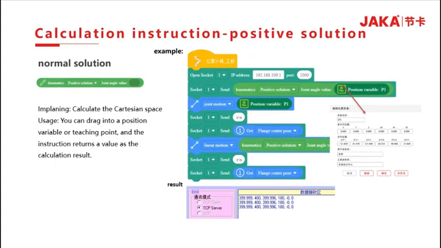The meaning of the kinematic positive solution instruction is to calculate the position of the Cartesian space where the input joint angle is located. In the position variable P1 manually input the joint angle coordinates. The socket sends the result of the positive solution. Before the joint is moved to the position of P1, the socket sends the coordinate of the center position of the robot's end flange. The robot moves to the result of the positive solution in a linear motion. After the movement is in place, the socket sends the coordinate of the center position of the end flange of the robot. The following figures show the 3 results received by the socket.